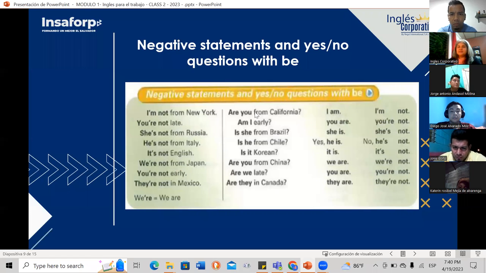Okay. Forma de pregunta. Y también tenemos como normal, sin contractar acá, sin apóstrofe. Y tenemos también la respuesta negativa, ya contractado.